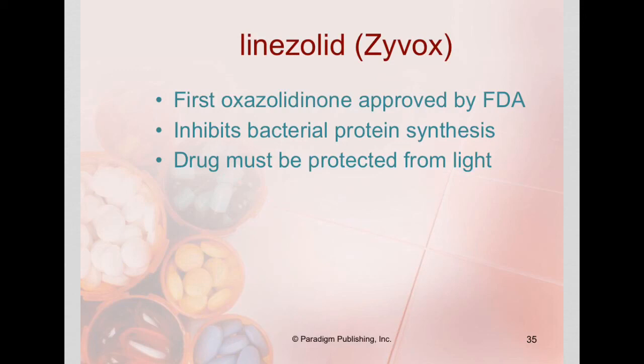Zyvox is another antibiotic used. It can be given orally or it can be given IV. It is the first oxazolidinone approved by the FDA. It inhibits bacterial protein synthesis, and it must be protected from light.